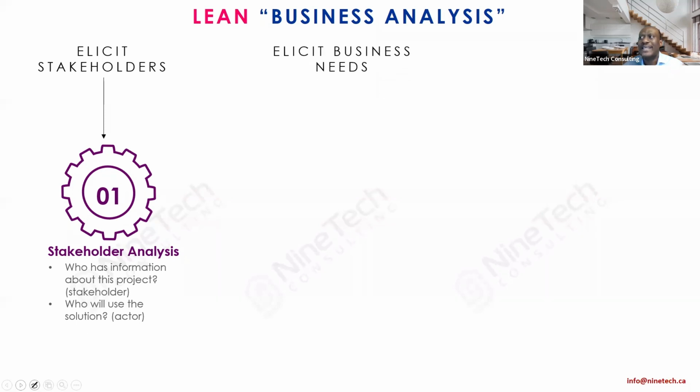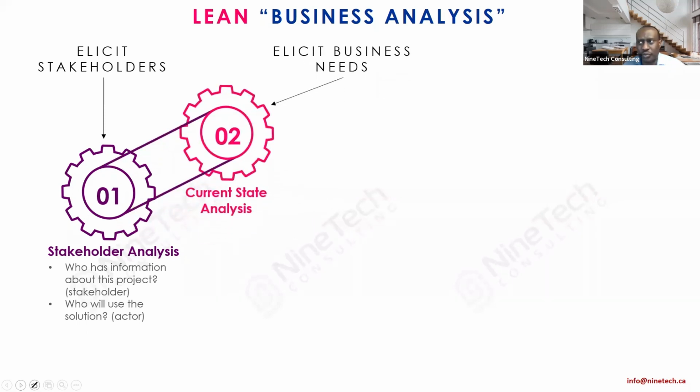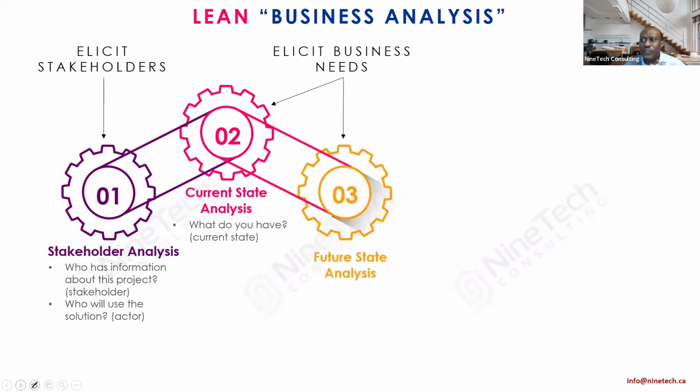Number two, they elicit business needs. And eliciting business needs is broken down into 2. Number one, the current state analysis. What do we have? Where are we right now? What is creating this problem? Then your future state analysis. Your future state analysis is, where are we going to? How do we solve this problem? Or what is the next stage? What solution will solve this problem that the organization has?